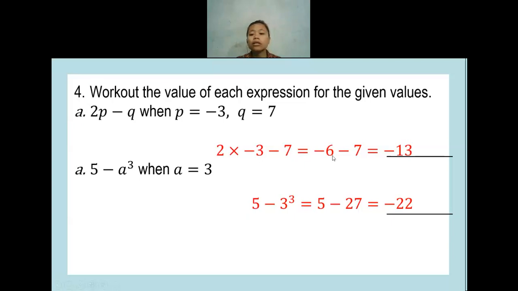Teacher, you misspelled. It is supposed to be A B, not A A.